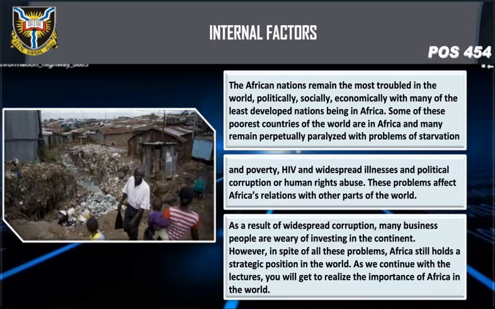These problems affect Africa's relations with other parts of the world. As a result of widespread corruption, many business people are wary of investing in the continent. However, in spite of all these problems, Africa still holds a strategic position in the world. As we continue with the lectures, you will get to realize the importance of Africa in the world.